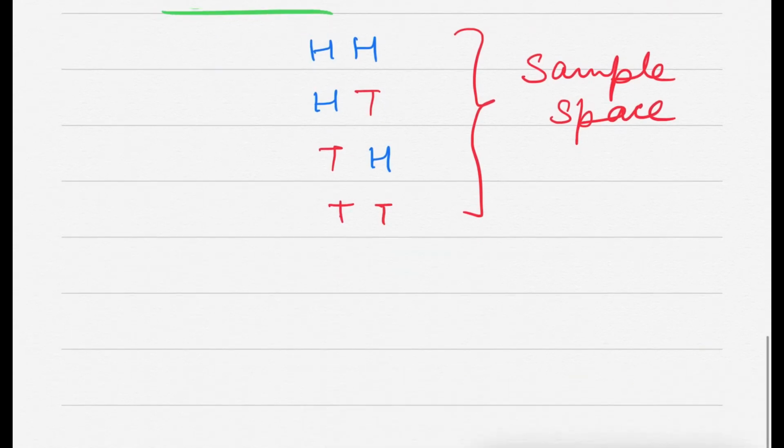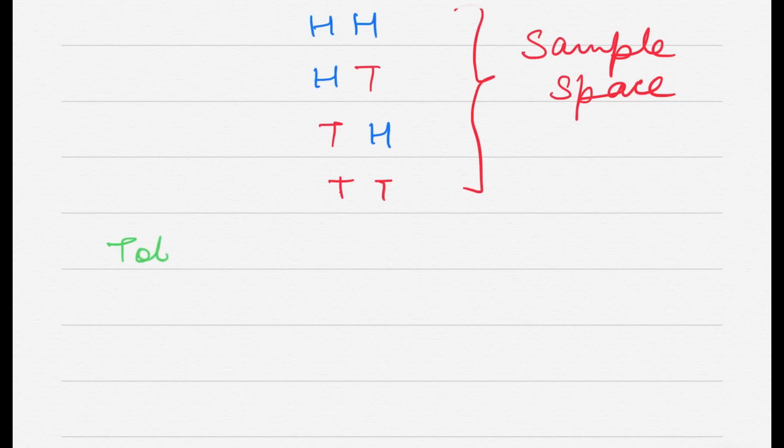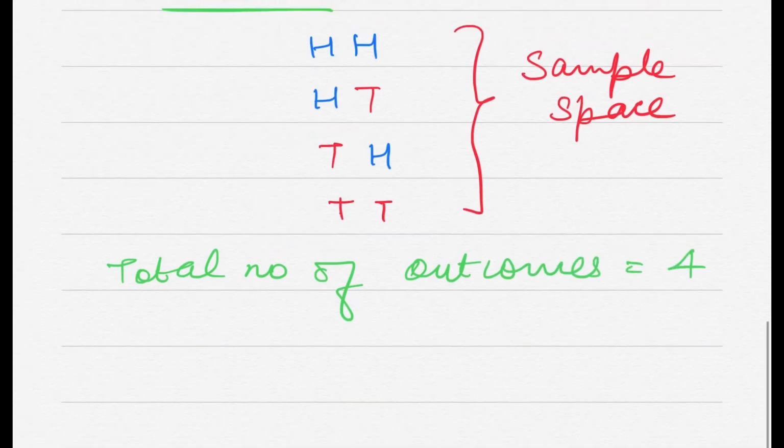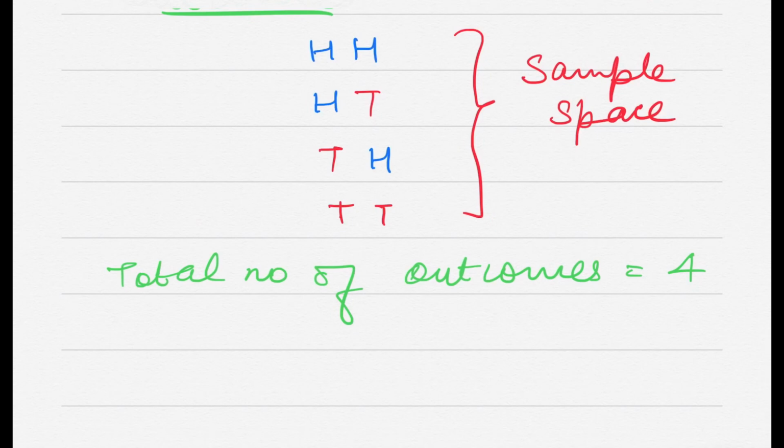What are the total number of outcomes here? We can find that out after writing the sample space. Those are 4. Either I can get head on both the coins, or tail on both, which are the same outcomes, or I can get head tail or tail head. These are the only outcomes, so total outcomes are 4 here.